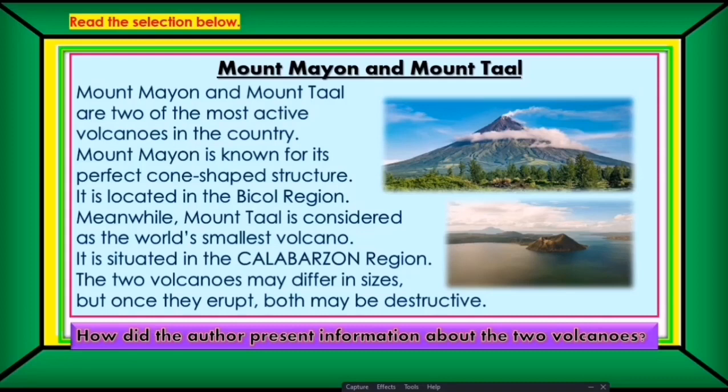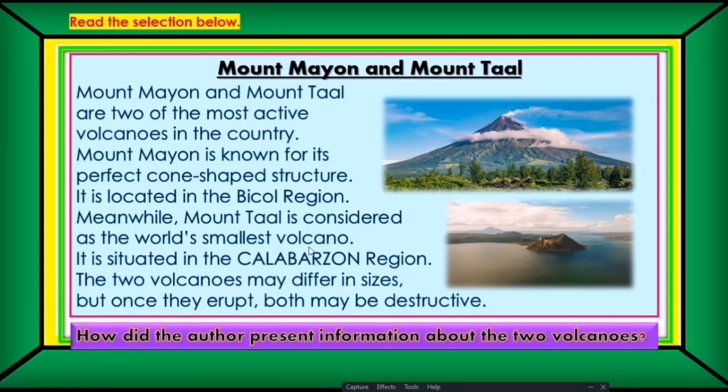What is the shape of Mount Mayon, for example? And how about the shape of Taal? Have you seen it? The shape of Taal? Okay, their sizes, for example. The size of Mount Mayon is bigger than the size of Mount Taal. Okay? Because Mount Taal is considered the world's smallest volcano. Pinakamaliit na bulkan sa buong mundo.